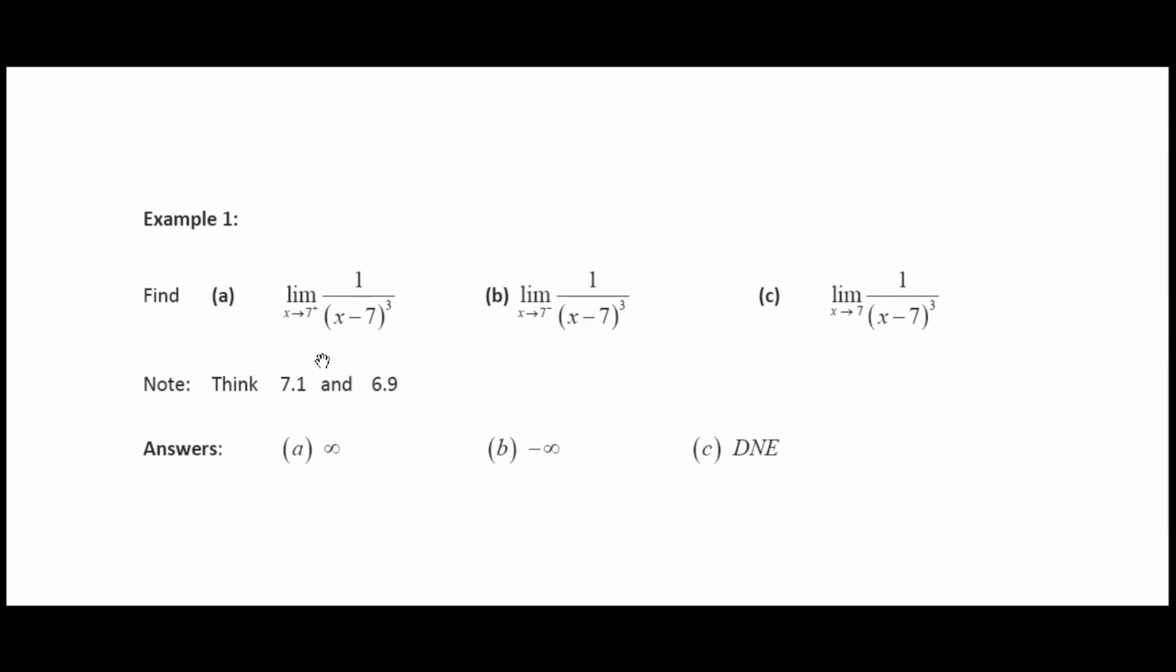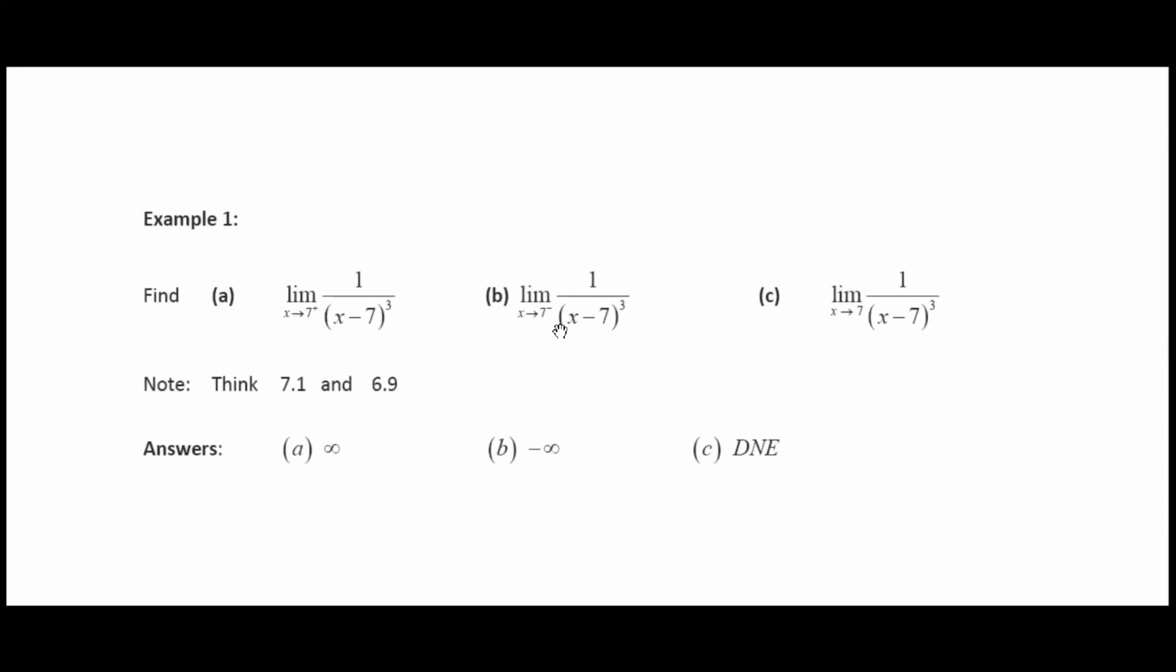So let's put 7.1 into this. When you do, you get 7.1 minus 7, which is 0.1 cubed. And we don't care what that is. All we care is that it's positive. So you get a positive over a very small positive number, and that's going to give you a very big number. And positive over positive is going to give you infinity, okay?